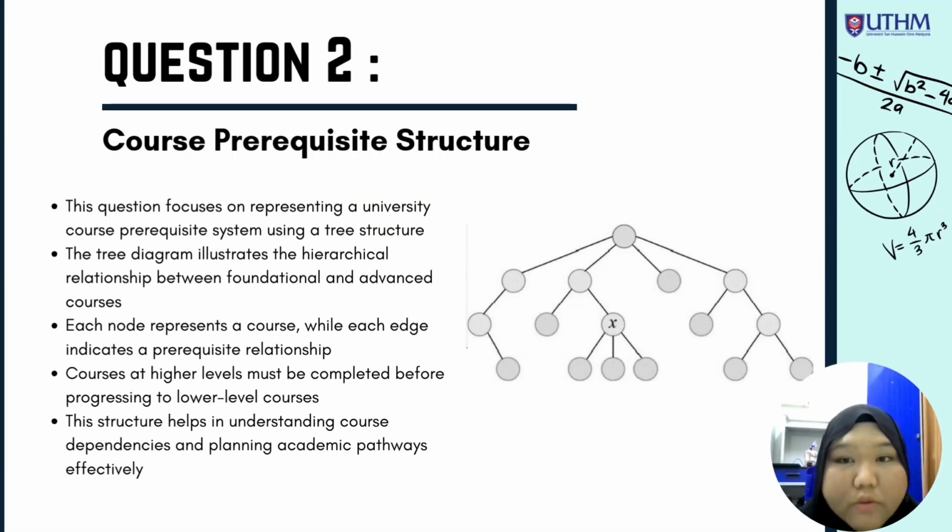So for question 2, course prerequisite structure, this question focuses on representing a course prerequisite system using a tree structure. The tree diagram illustrates the hierarchical relationship between foundational and advanced courses. Each node represents a course, while each edge indicates a prerequisite relationship. Courses at the higher level must be completed before progressing to the lower courses. This structure helps in understanding course dependencies and planning academic pathways efficiently.